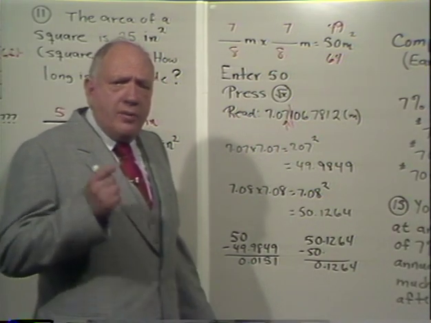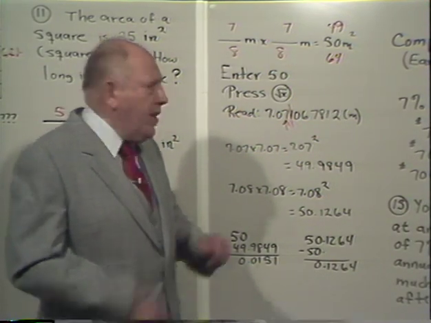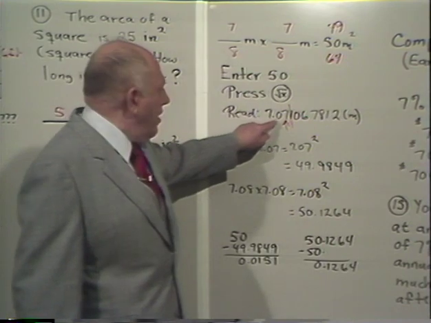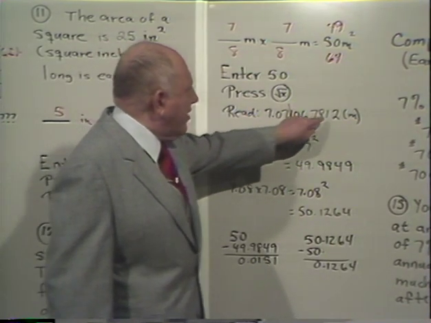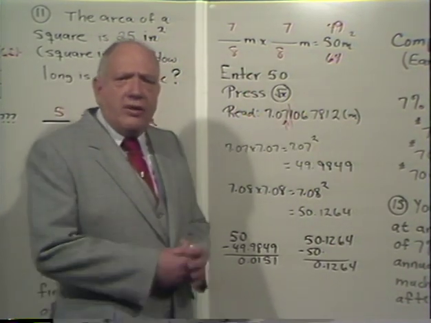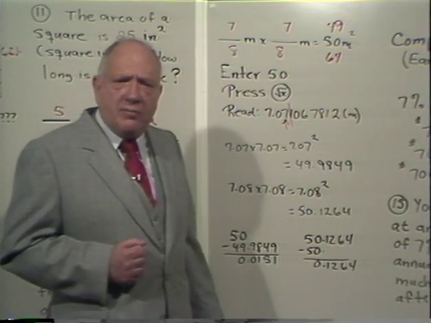See, this problem told me to round off to the nearest hundredth, but how many digits did I have here? 1, 2, 3, 4, 5, 6, 7, 8, 9. I could have rounded off to 6 places, or to 7 decimal places.